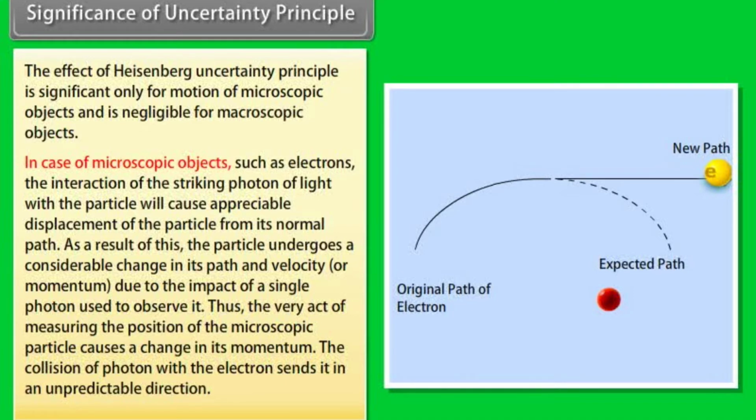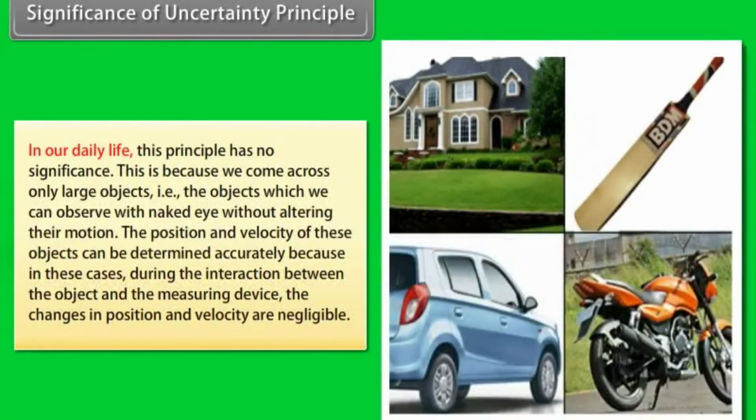Thus, the very act of measuring the position of the microscopic particle causes a change in its momentum. The collision of the photon with the electron sends it in an unpredictable direction. In our daily life, this principle has no significance.